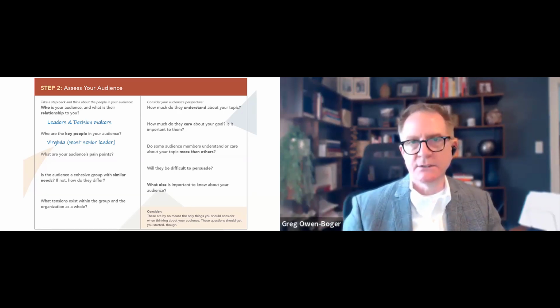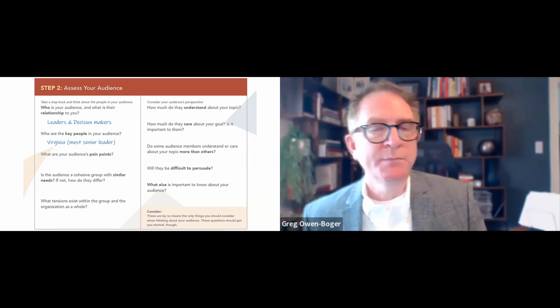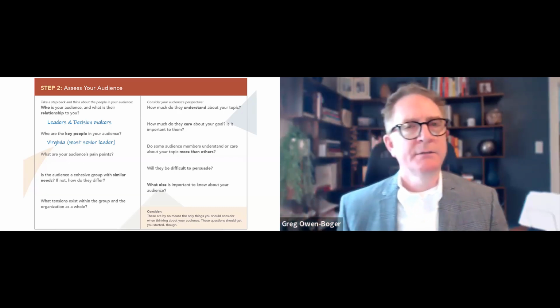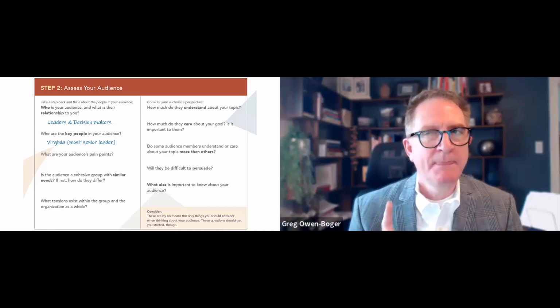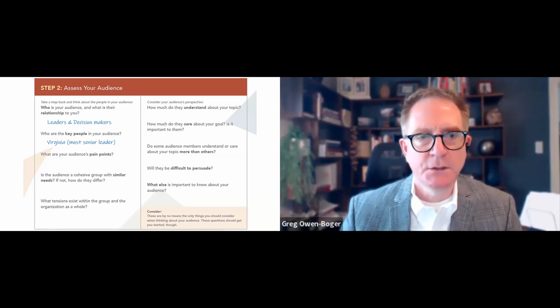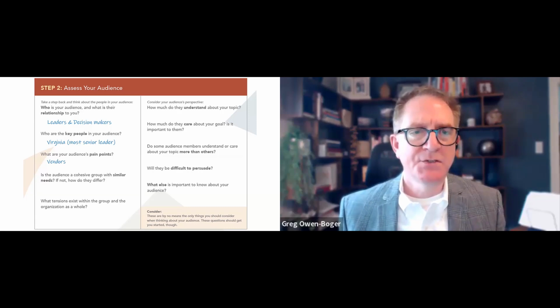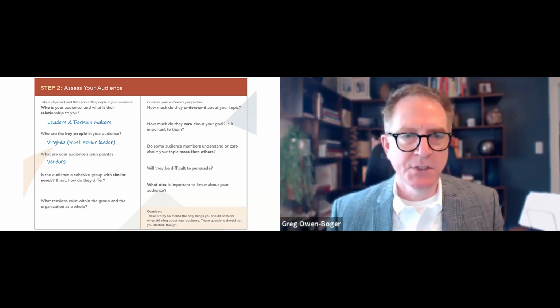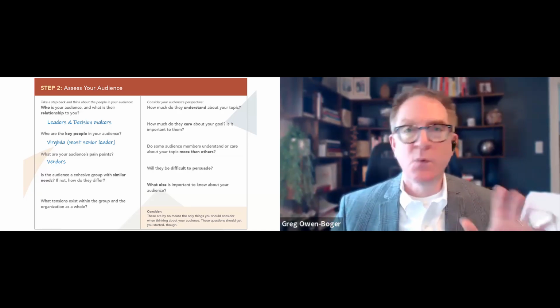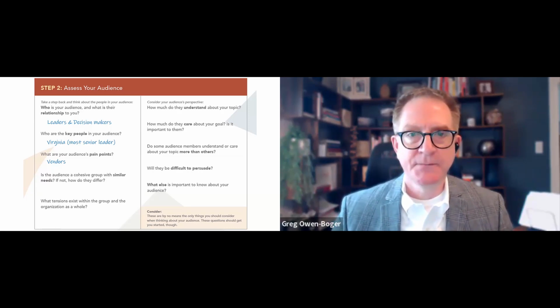She's the most senior leader in this group. And I need to keep my eye on her because you never know what she's thinking. But I don't think it's going to be a difficult sell for her. And then, of course, I mentioned earlier, we've got these pain points with our vendor situations in the supply chain. So I'm going to have to deal with that in one way or another in my presentation.